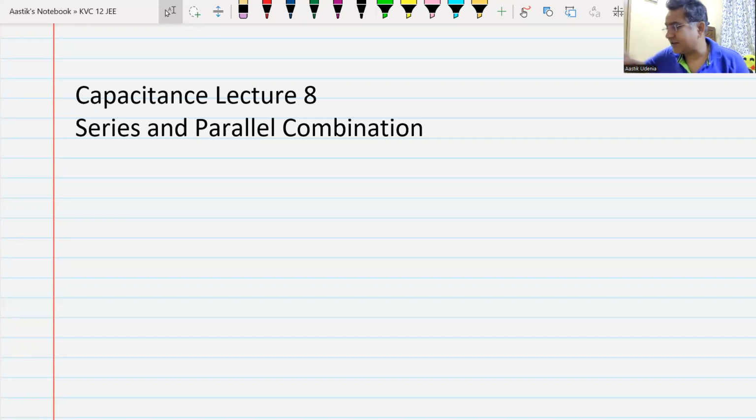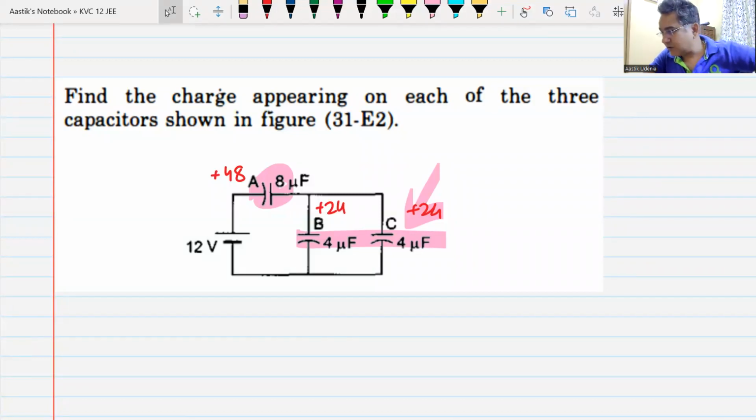This is lecture number 8 and we are going to probably finish off the series and parallel combination if possible. The last class we had seen how to find the series and parallel combination and how to find current and charges in different cases. Do we remember those questions? We had found the charge appearing on all of these. We had seen how quickly it can be done, and we must insist on getting the answers quickly because that is all that is going to matter in the final exam. Everyone understands this?